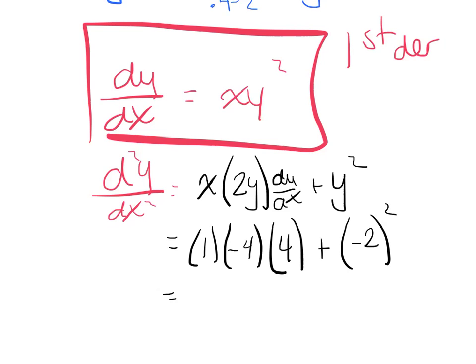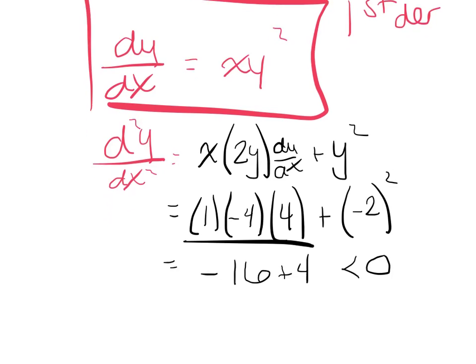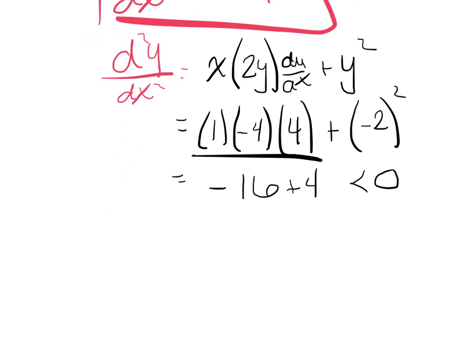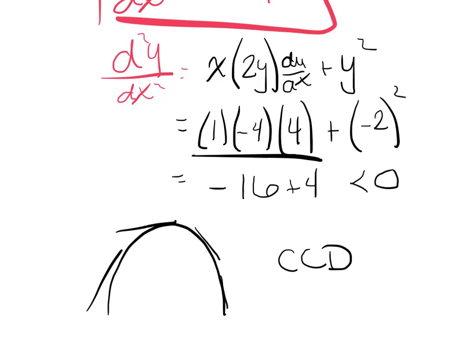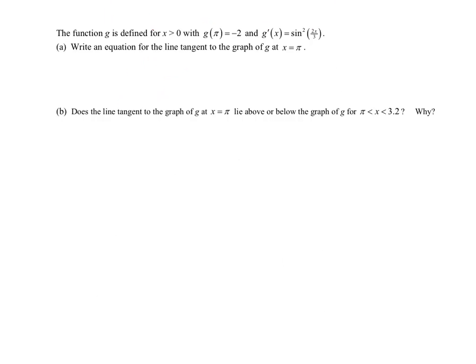So if I keep going, that's negative 16 plus 4 is clearly less than 0. So what does that tell me? Well, that tells me that my second derivative is negative, which implies that I am concave down. Therefore, no matter where you draw this tangent line, it will always be greater. So there you have it. Hopefully pretty simple. I got a few more for you.